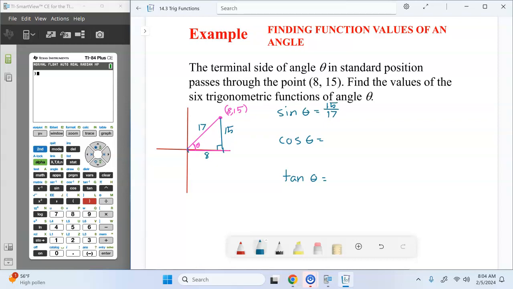Can we simplify that fraction? No. Then we're done. That's all we're doing. We're just writing the ratio of the fraction. Sine of the angle theta is equivalent to the ratio of 15 over 17. Cosine uses which side? x over r. What is our x? 8 over 17. Can we simplify that? No. We're done. Tangent. We're going to have y over x. 15 over 8. Okay, so there's our first half of our trigonometric functions.